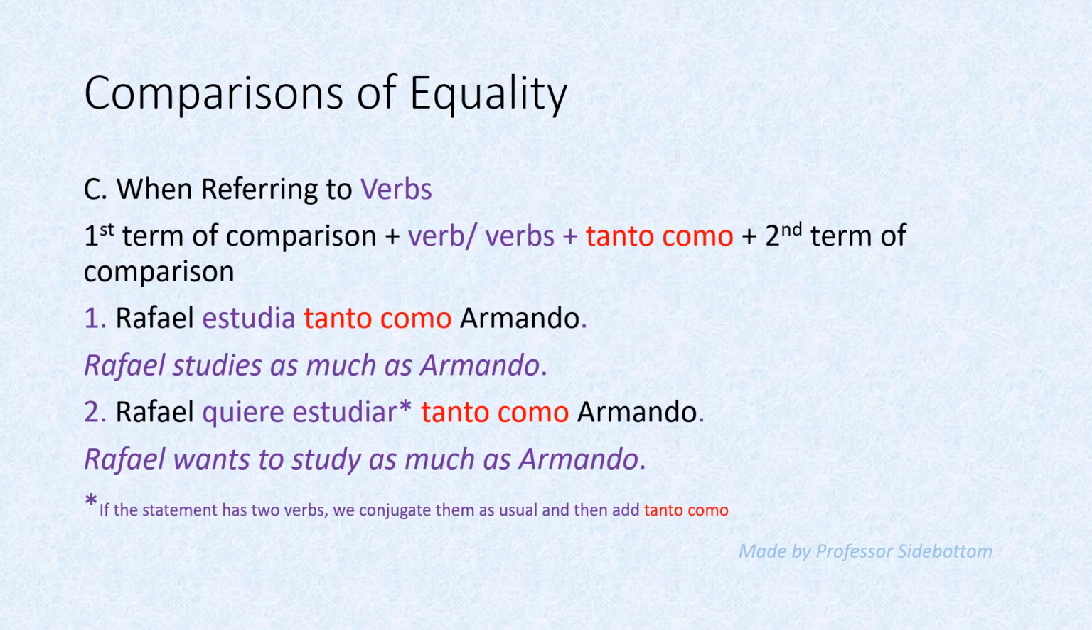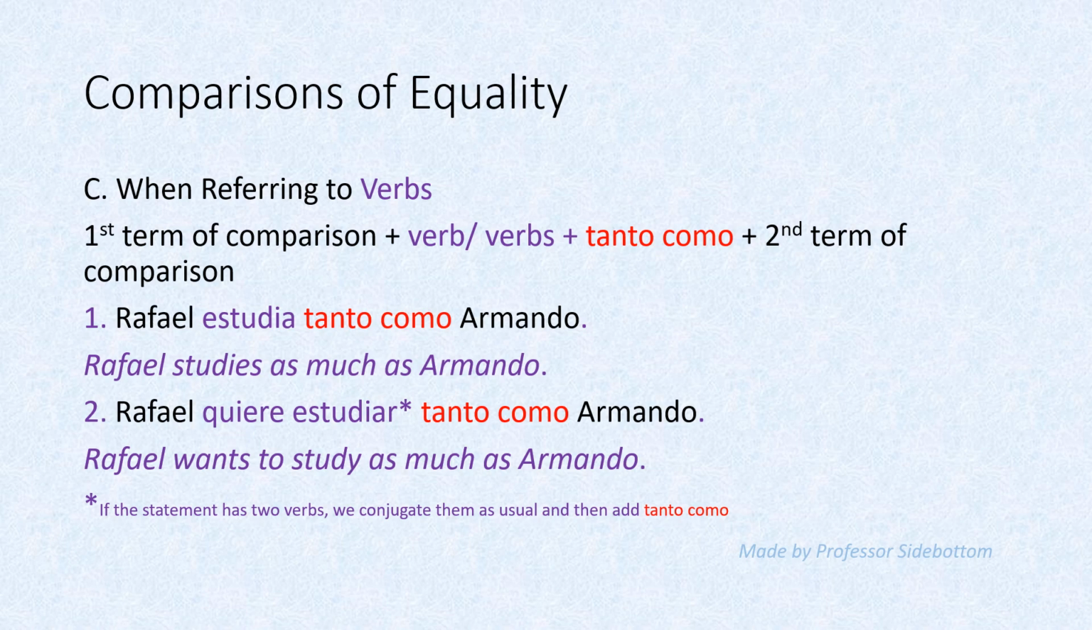And finally, here we have the comparisons of equality for verbs. The formula for verbs is first term of comparison plus verb plus tanto como plus second term of comparison. And here we have two examples. Rafael estudia tanto como Armando. Rafael studies as much as Armando.